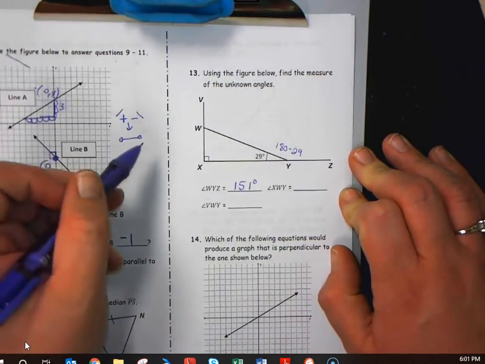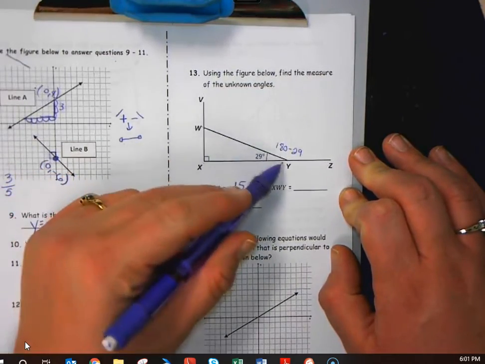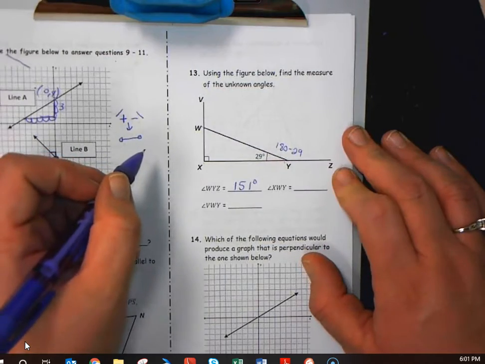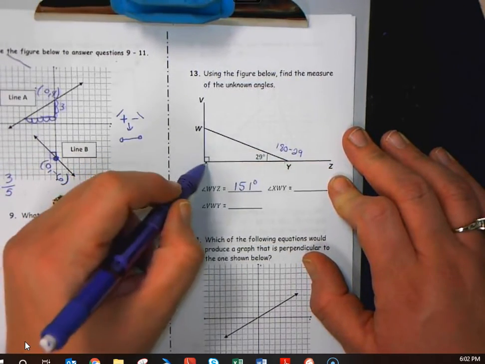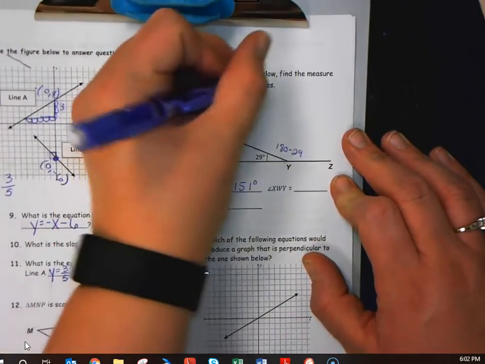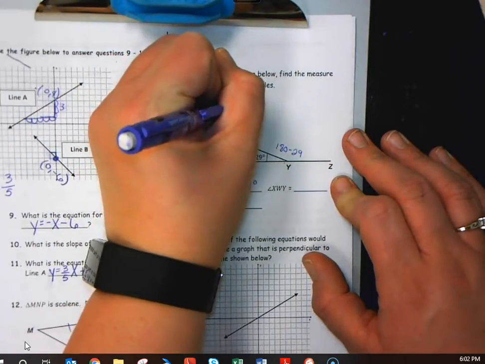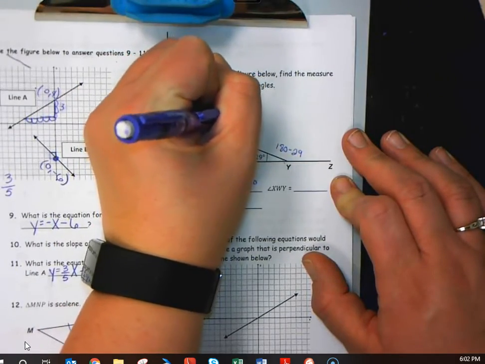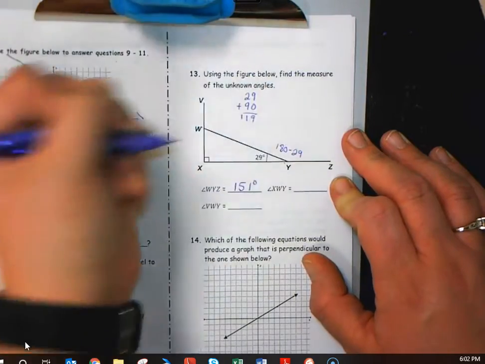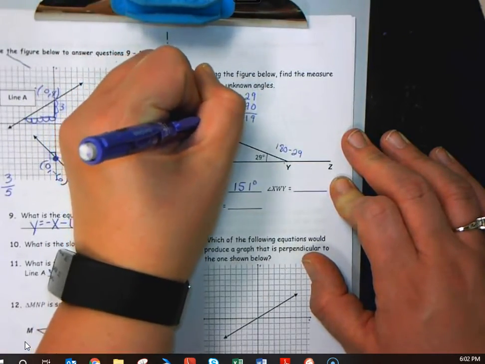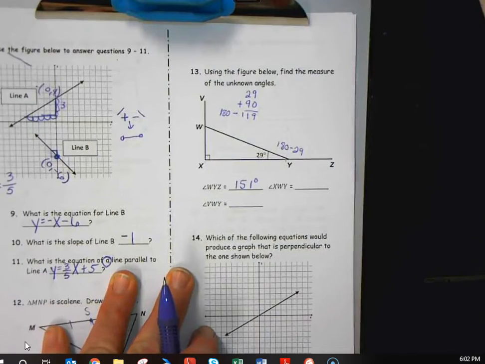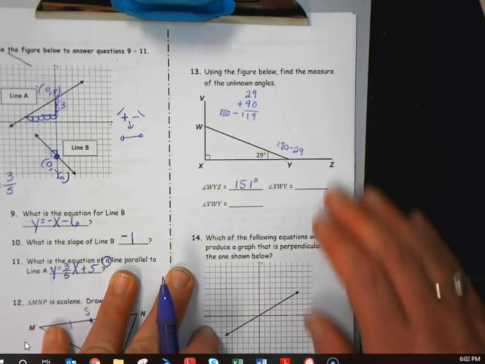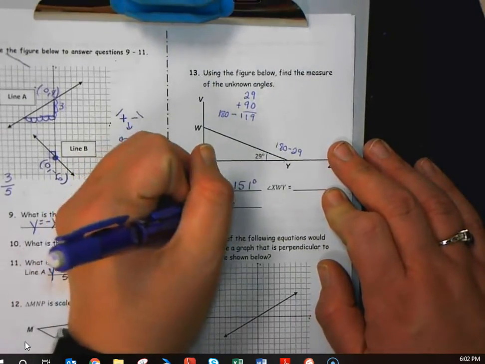Okay, next one it wants us to find is XWY. Now we can add 29 and 90 together. So we're going to take 29 degrees plus 90 degrees, and that's 119. 180 minus 119 is equal to 61.